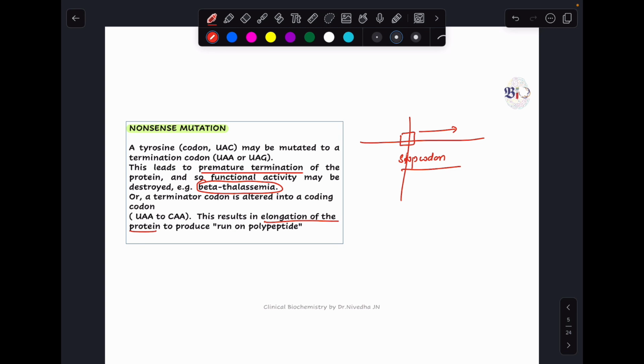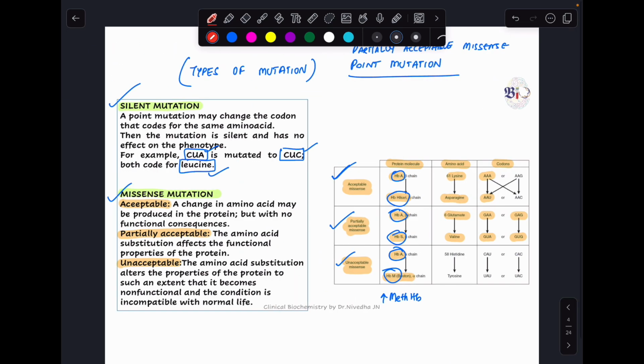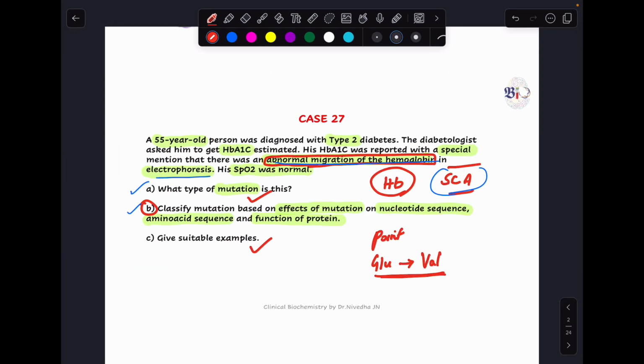What is beta thalassemia? Here again, what happens? There is reduced synthesis of the globin chains. Either alpha or beta globin chain synthesis is reduced, right? So this is nonsense mutation. So these are the 3 types of mutation, and that's what is being asked in our question also. What is the type of mutation here? Sickle cell anemia, it's a point mutation, a partially acceptable missense mutation.